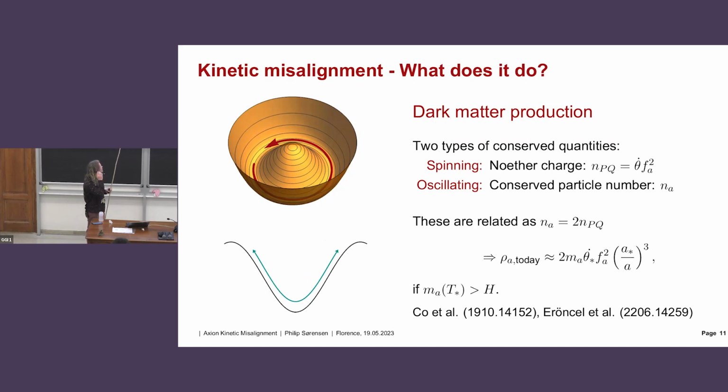n_PQ divided by s is conserved. In expanding space-time, it scales like a to the -3, so n_PQ over entropy is constant. Before you start oscillating, n_PQ over s is constant, and after you start oscillating, n_a over s is constant. So the conserved quantity is either of these, depending on which regime you're in, but you can calculate either, and they're related.